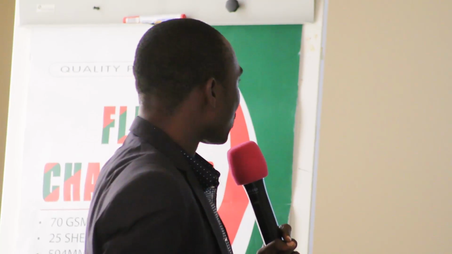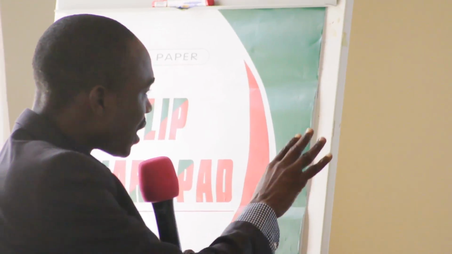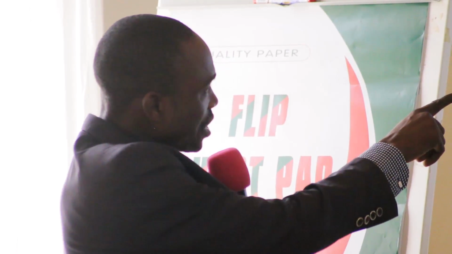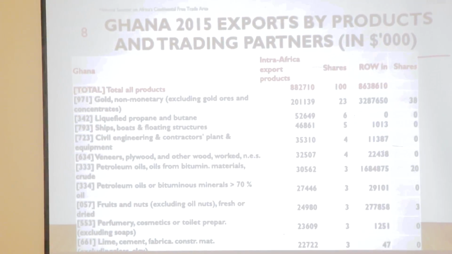I decided to look at Ghana. If you take Ghana, the things that we export within Africa are gold, plywood, petroleum oils, fruits and nuts. These are primary commodities that we export as a country. And if you look at the share, the first one is 23% of our Africa trade. In terms of integration, we need to deal with market integration, we need trade infrastructure, and we need to deal with productive capacity.